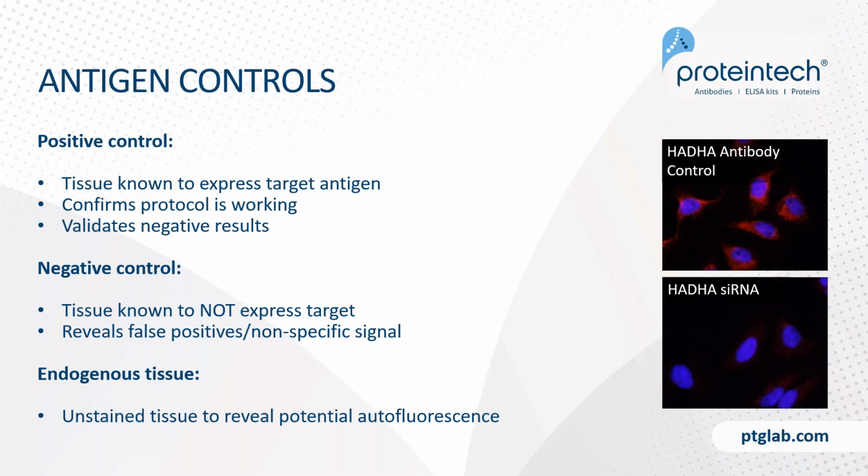Our negative control needs to contain tissue known not to express the target, and this reveals any false positives or non-specific staining. An example of this would be if you're looking at a certain brain area that you know contains your target protein, and then you would also use a section of tissue that you know not to contain your target protein.